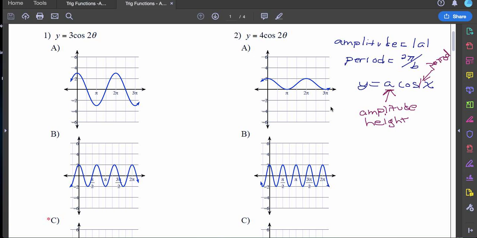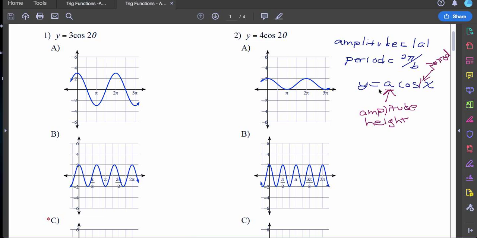Alright, so let's practice what we just saw in those videos. I'm trying to make it more understandable, simplified down a little bit. Amplitude we know is the absolute value of A. Period we know from the definitions we saw in the videos is 2 pi over B.